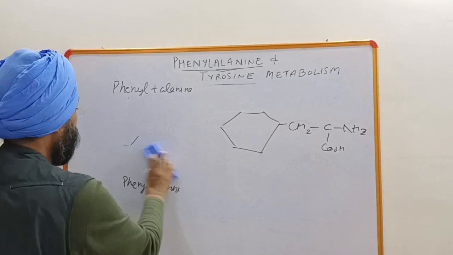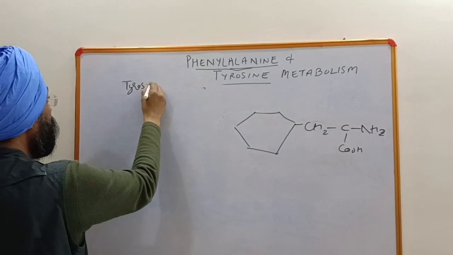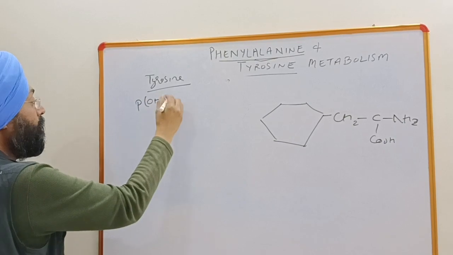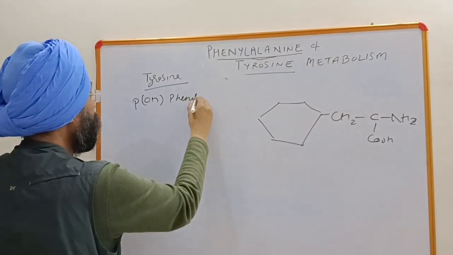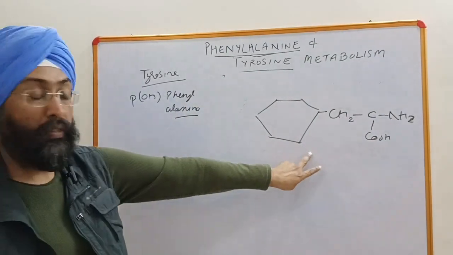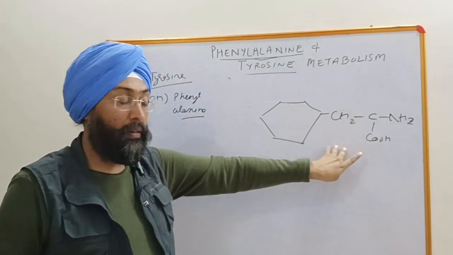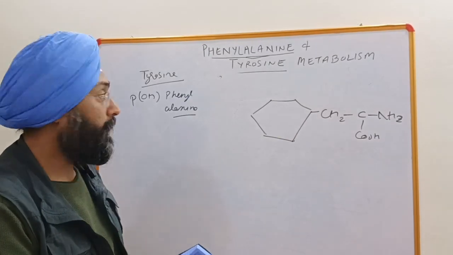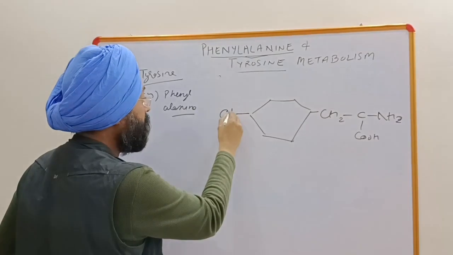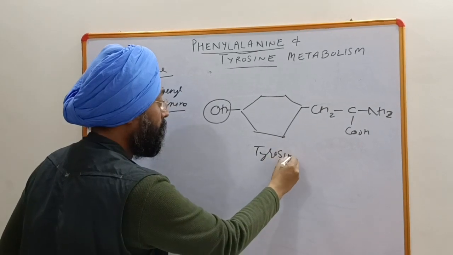So now coming on to the structure of tyrosine, right? So tyrosine is para hydroxy phenylalanine, right? So this is the structure of phenylalanine, and tyrosine is para hydroxy phenylalanine. So in order to convert this phenylalanine to tyrosine, we have to attach a hydroxy group at the para position. So when I attach the hydroxy group here at the para position, it is now tyrosine.